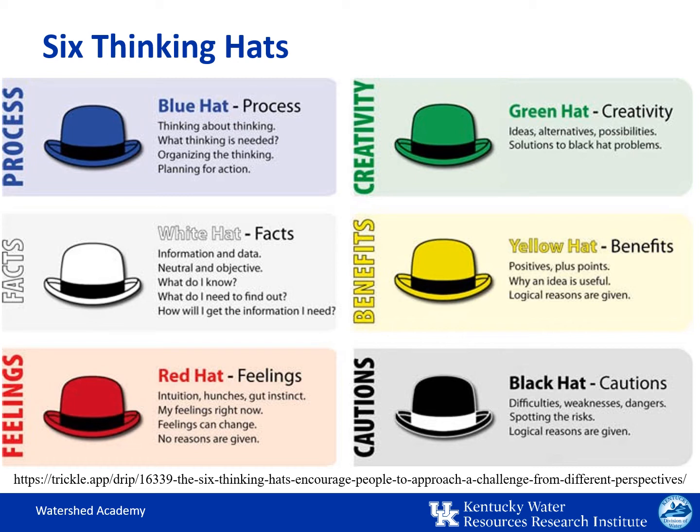The green hat deals with just creative solutions and possibilities. The white hat is going to be dealing with just facts. It's information, data, it's neutral. It's looking at, how do I know? What do I need to find out?